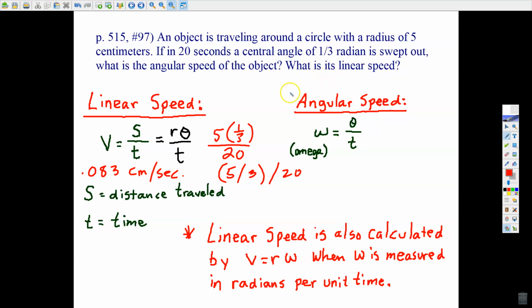This is linear speed. We did the linear speed. Now let's do the angular speed. So that's what this little w, the Greek letter omega, stands for, angular speed. So it's theta, again in radians, divided by time. So pretty simple. So 1/3 divided by 20.